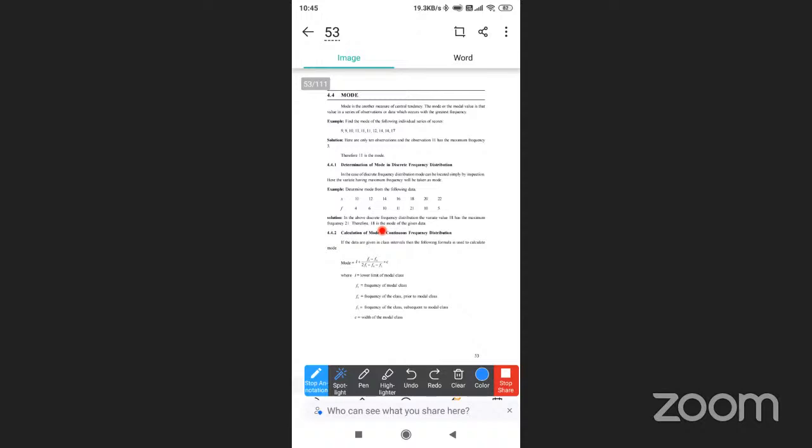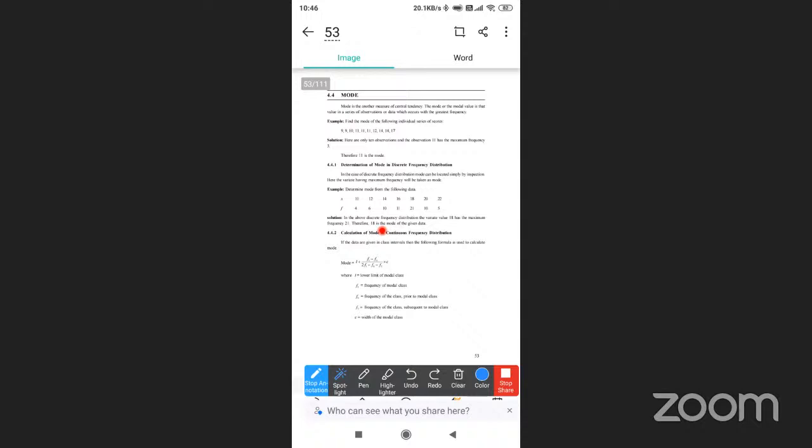Here is the problem. X values: 10, 12, 14, 16, 18, 20, 22. The corresponding frequencies: at x value 10 it is 4, at 12 it is 6, at 14 it is 10, at 16 it is 11, at 18 it is 21, at 20 it is 10, at 22 it is 5. In the frequency, the maximum frequency is 21. The x value corresponding to 21 is 18. So the mode is equal to 18.